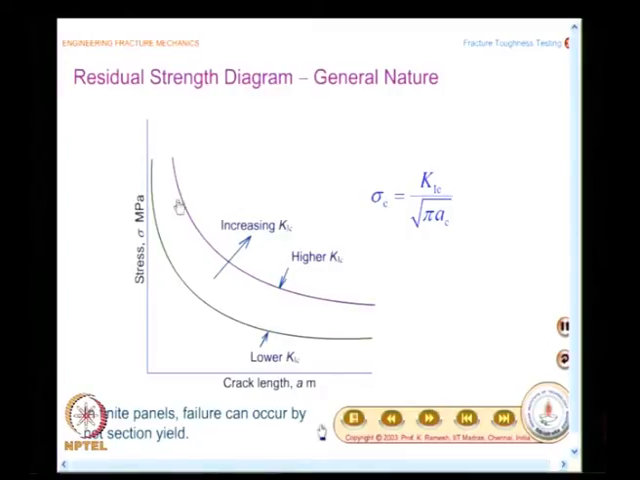In reality, it cannot be infinity as it is shown. It would be limited by your design strength or at least the yield strength of the material, because it is a thin panel, you will have the Tresca yield criterion being valid. That way we will modify and see. This generally gives, from the value of toughness, how these residual strength diagrams would appear. For a lower value of toughness, the stresses that you could apply would be lower. For a higher value of toughness, the stresses that you could apply could be higher.